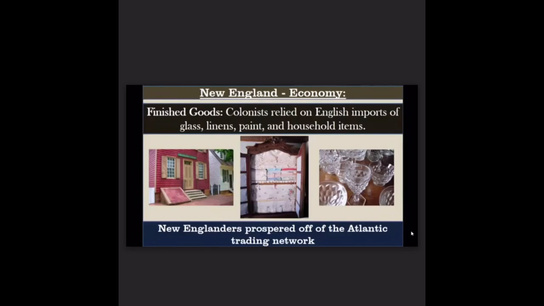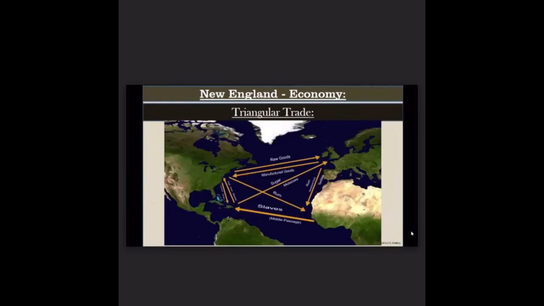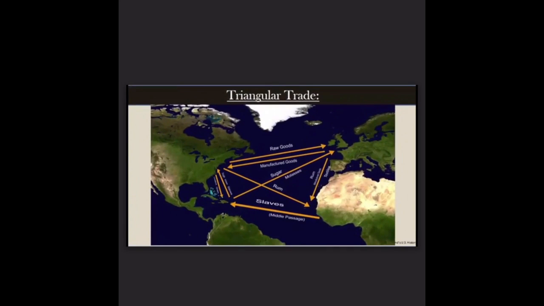For the most part, the colonists relied on English imports of finished goods, such as glass, linens, paint, and household items, and New Englanders prospered off the Atlantic trading network. What historians refer to as the triangular trade developed between England, Africa, the Caribbean, and North America, as mostly raw materials flowed from the colonies to Europe, or England, and slaves and manufactured goods were shipped to the colonies.